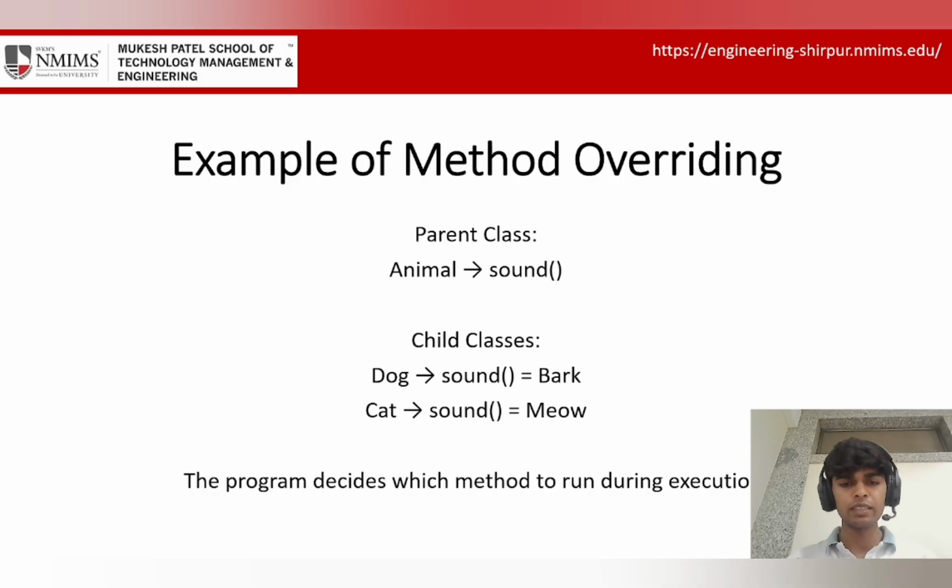Now, let's take a simple example. The Animal class has a method sound. The Dog class overrides it to return bark. The Cat class overrides it to return meow. Now, when the program runs, it decides which method to execute based on the object type, not the reference type. This decision happens at runtime, which is why it's called runtime polymorphism.